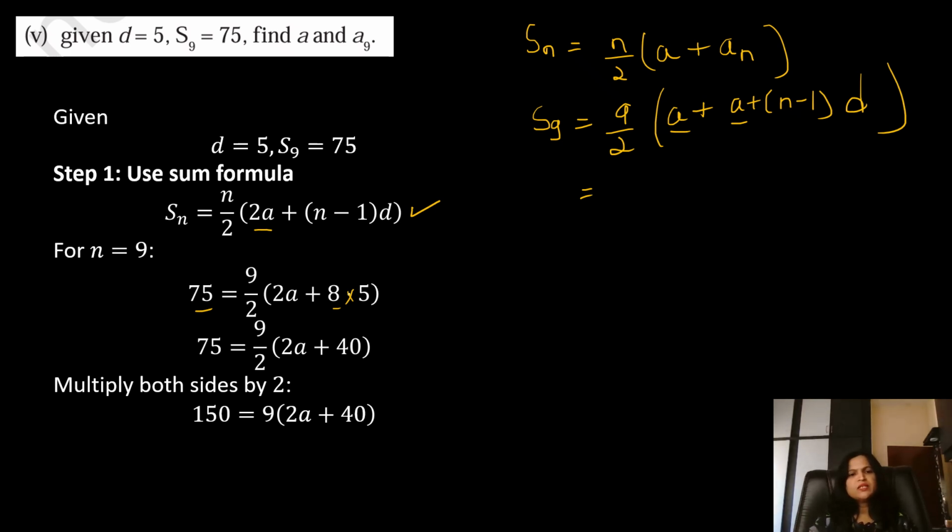So multiply both sides by 2 to avoid this fraction. To make this a whole number, multiply the whole equation, left hand side and right hand side, by 2. If you multiply or divide by the same number on both sides, LHS and RHS, then it doesn't make any difference. So that's why multiply both sides by 2. Or take this 2 to the opposite side. Here it is division, it becomes multiplication.